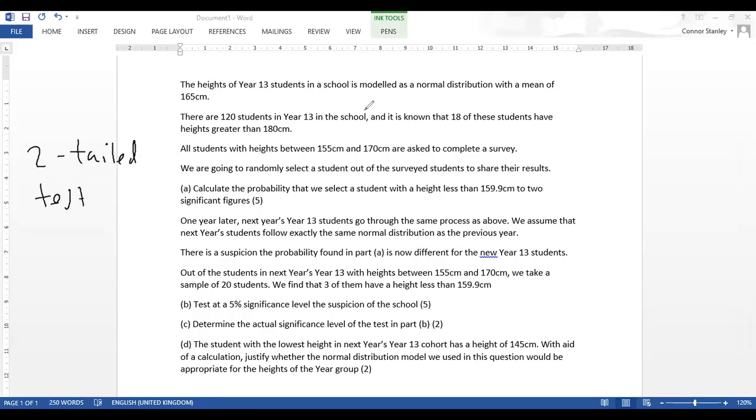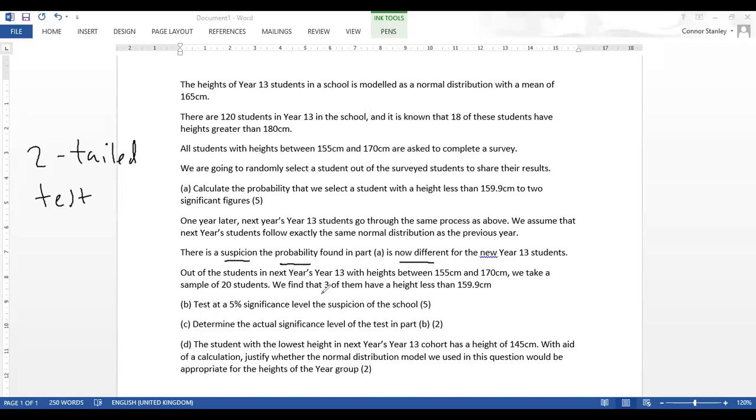Has the probability changed? So one thing to be aware of with this, I know that in part A we were doing a normal distribution calculation. In this part B, is this hypothesis test going to be a normal distribution hypothesis test, or is this something else? So let's again read the question. We're going to test whether this suspicion is true, whether the probability has changed.